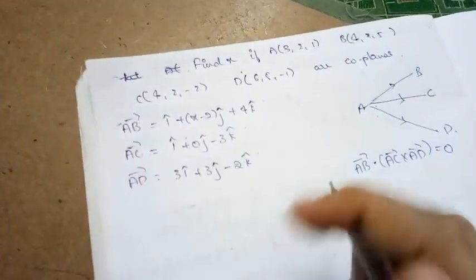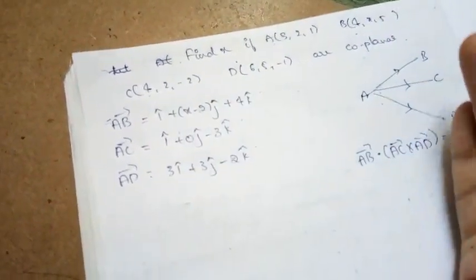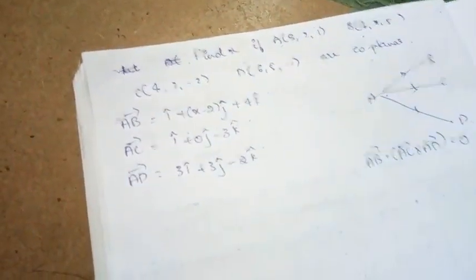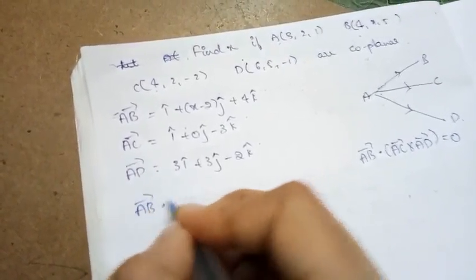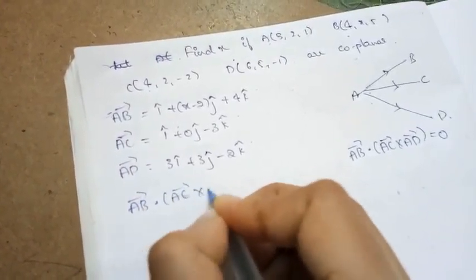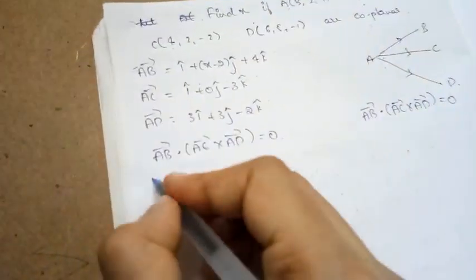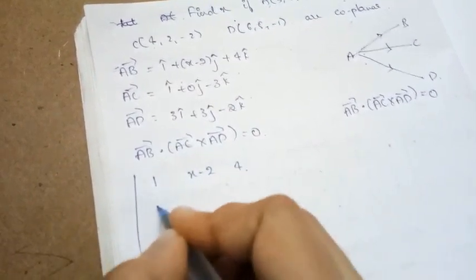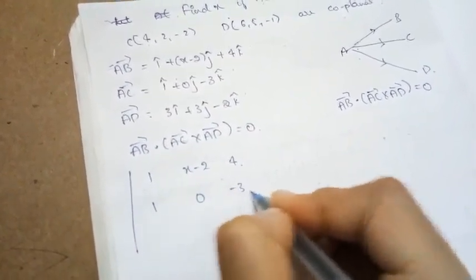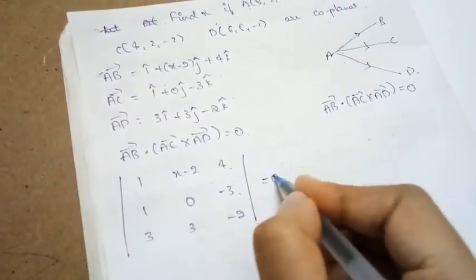Now we got three vectors. We know that, as I said, 4 points are coplanar, so it is obvious that these three vectors are coplanar. So these three vectors being coplanar means what? Vector AB dot vector AC cross vector AD is equal to 0. So what does this become? The determinant with rows 1, x minus 2, 4; 1, 0, minus 3; 3, 3, minus 2 is equal to 0.